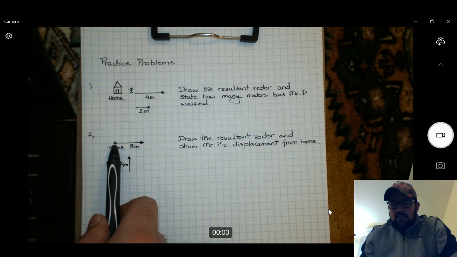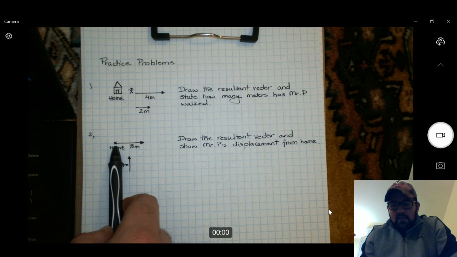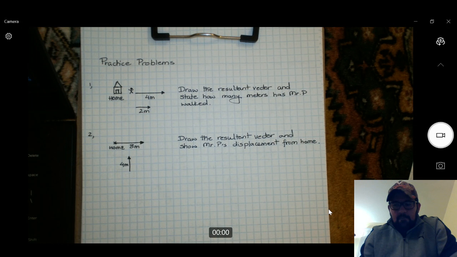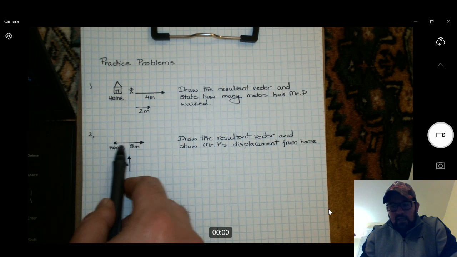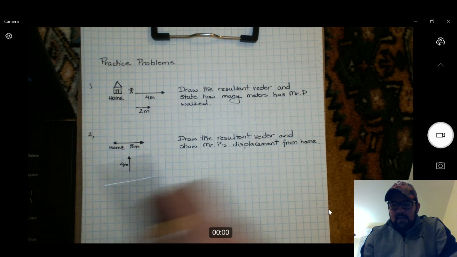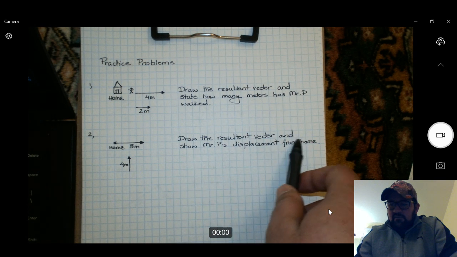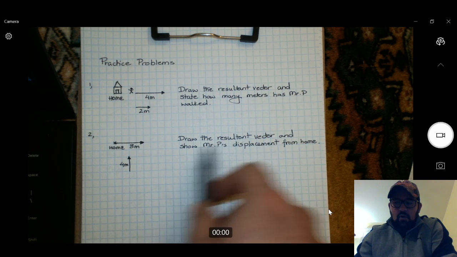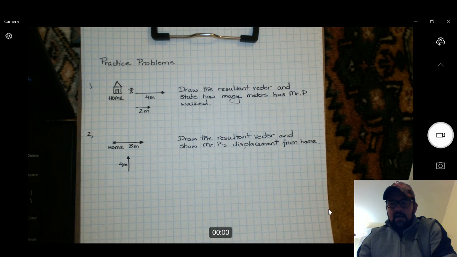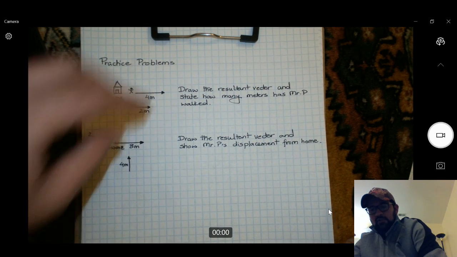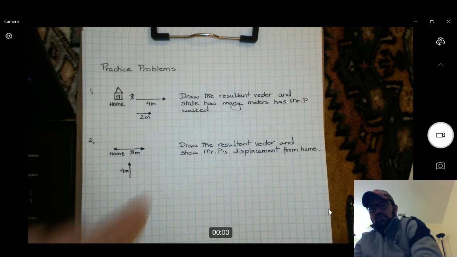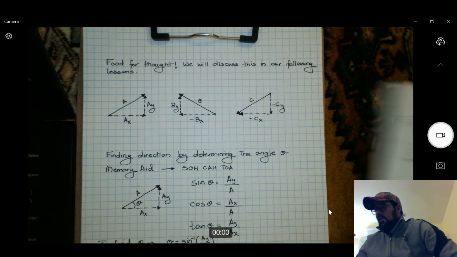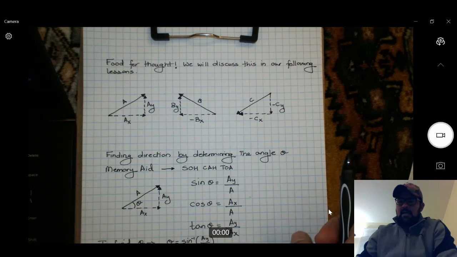The second example is from a bird's eye view. If this is my home from above, and I walk 8 meters to the right, and then I walk 4 meters up. So for example, I'm moving 8 meters east and then 4 meters north. I want you to go ahead and draw the resultant vector and show Mr. Parvez's displacement from his home. Show how far I have walked from my home. How far am I now positioned? Where am I positioned compared to where my home is? So I want you to try both of these practice problems, and if you have questions on these practice problems, make sure to attend one of our office hours, and hopefully I can answer some questions for you.